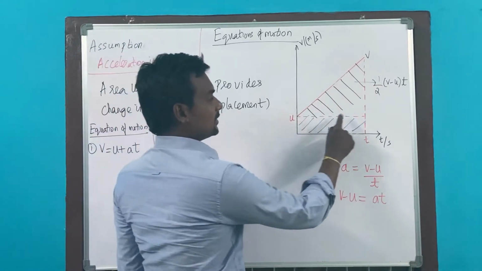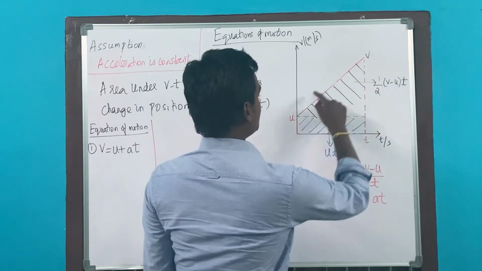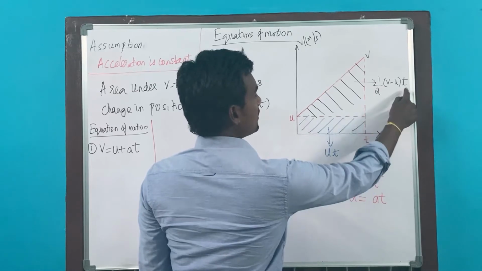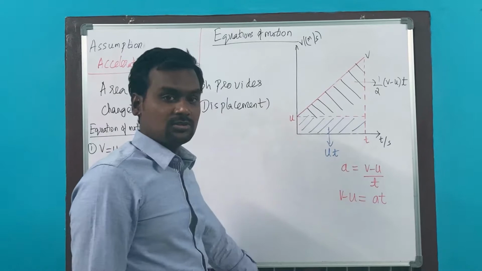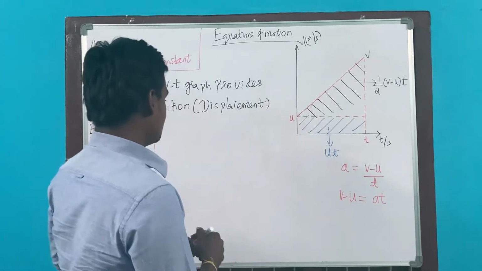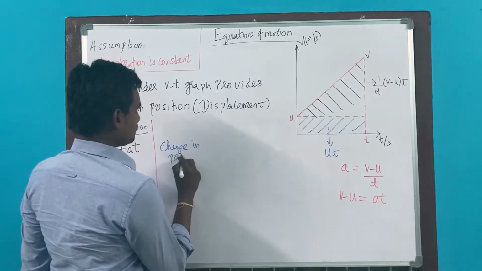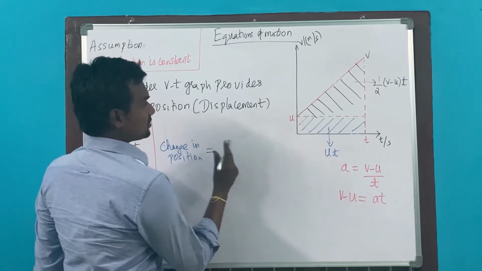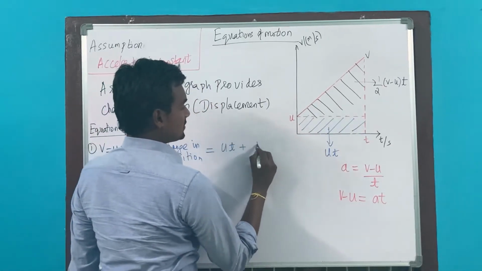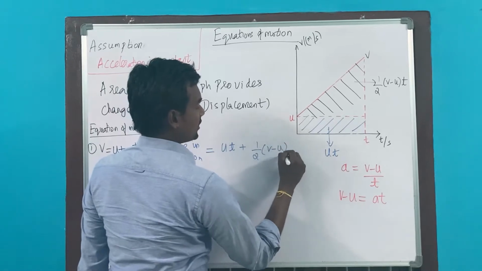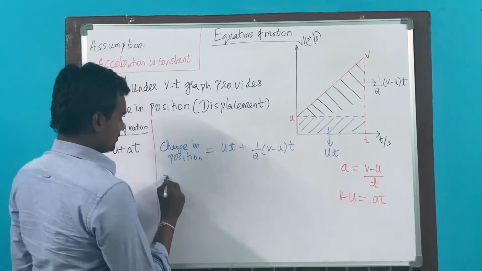You can clearly see that the area of this rectangle is UT, correct? And the area of this triangle, being half times base times height, is half times (V minus U) times T. So the total area gives us the change in position. So change in position is the sum of both these areas, which becomes UT plus half (V minus U) times T. Right? Now what is change in position?